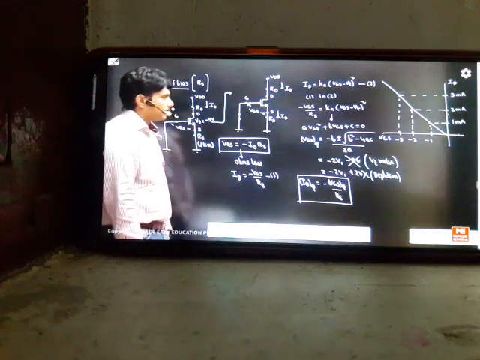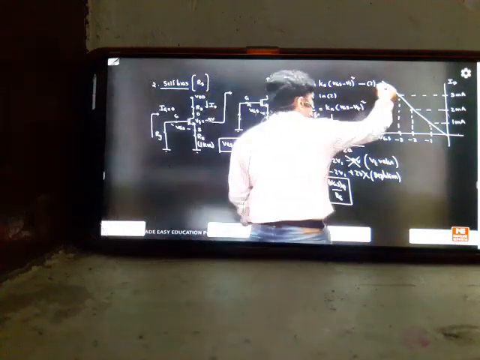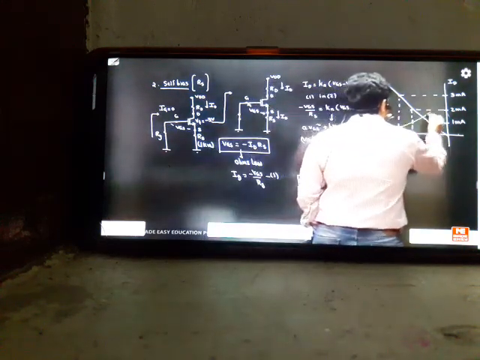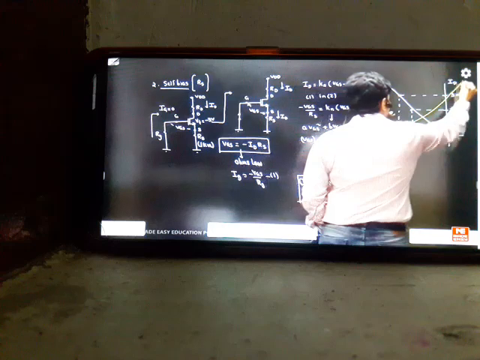Yeah, VGS should be negative because the input should be reverse biased. So this is my load line. You have an experimental graph like this. This is your experimental graph.